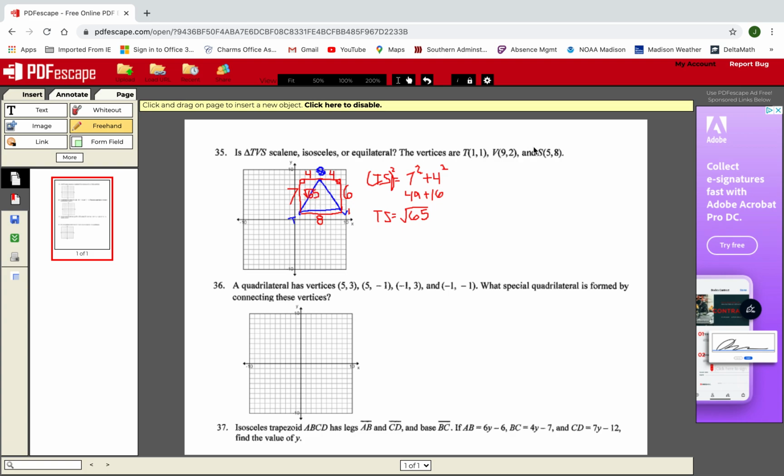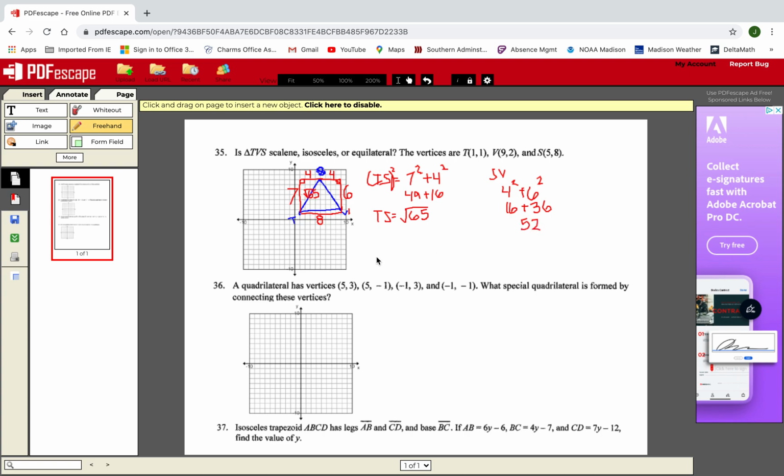Okay? So let's do the same thing for SV. We've got 4 squared plus 6 squared. So what we're looking for is to see if any of these sides squared and added together are going to be 65. So 4 squared plus 6 squared. Well, 4 squared is 16, and 6 squared is 36. 16 plus 36 is 52. That's not 65. So that's not going to be the same as TS.